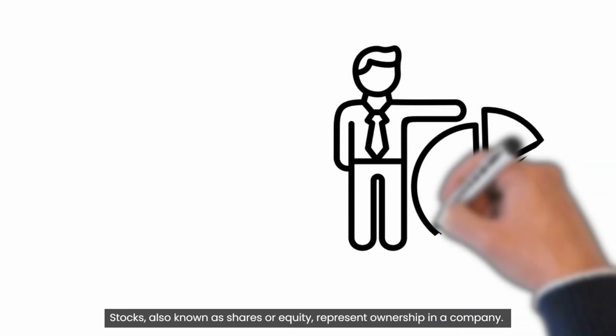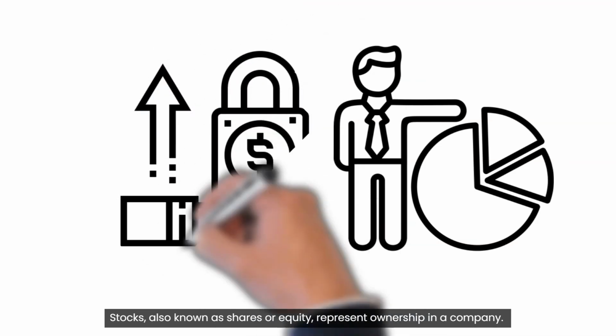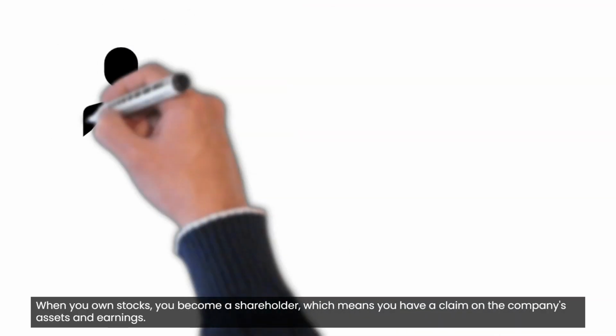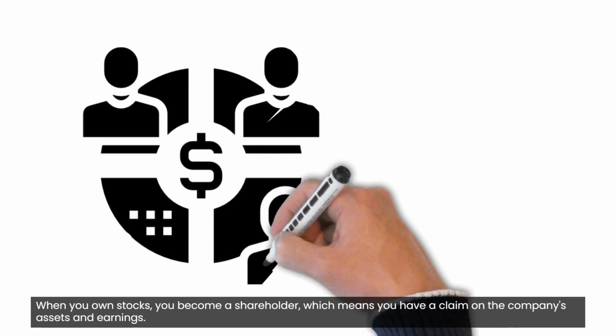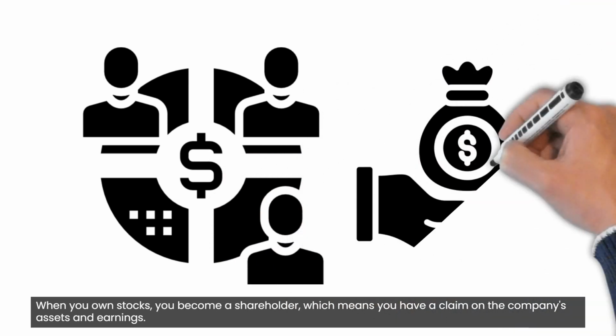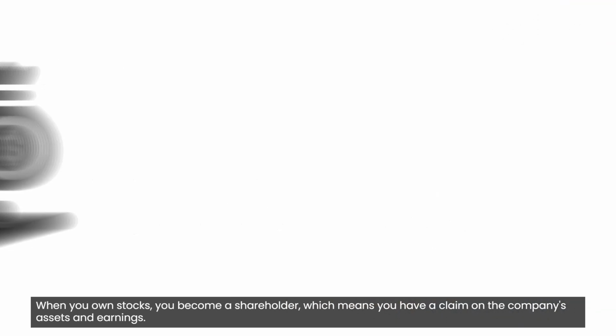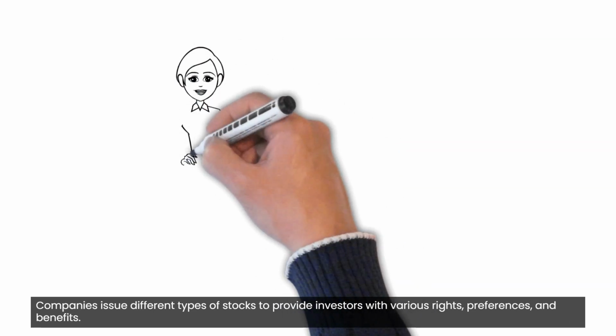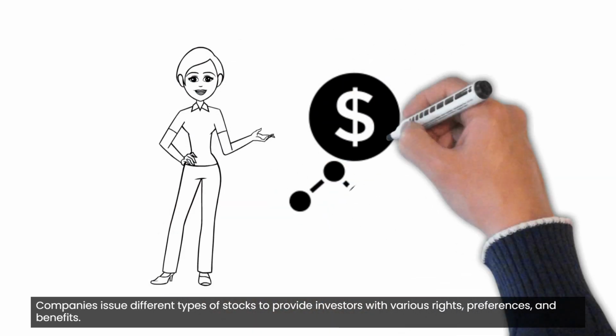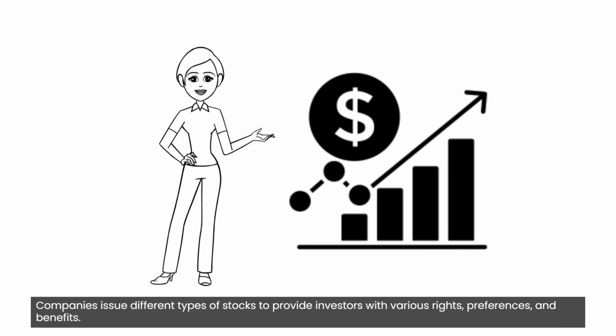Stocks, also known as shares or equity, represent ownership in a company. When you own stocks, you become a shareholder, which means you have a claim on the company's assets and earnings. Companies issue different types of stocks to provide investors with various rights, preferences, and benefits.